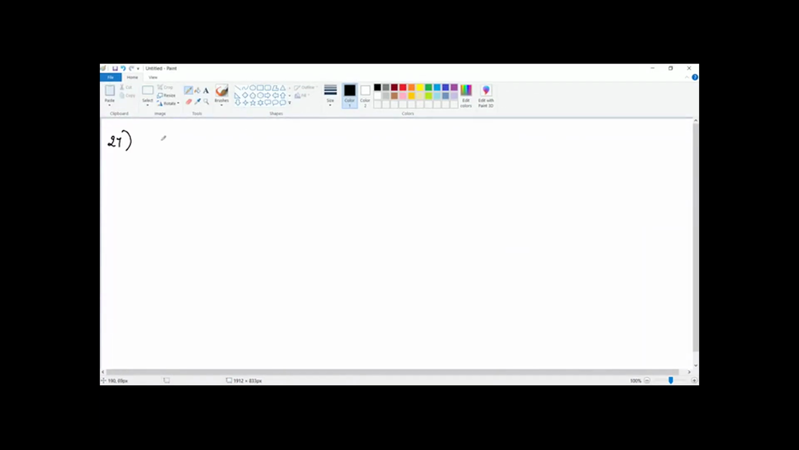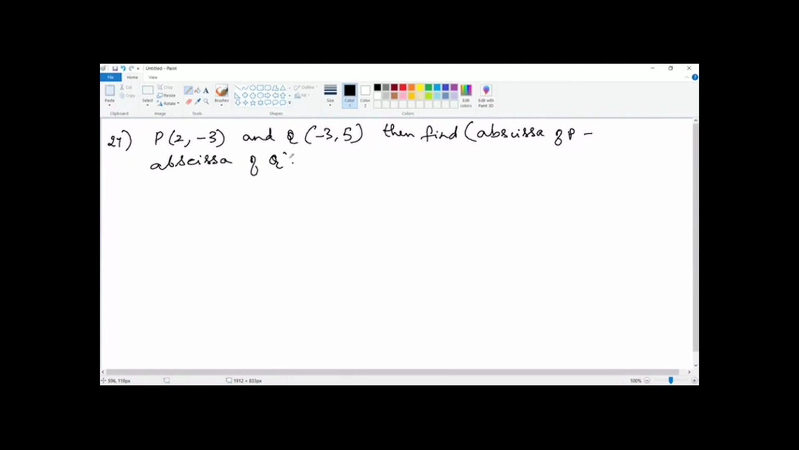27. P is (2, minus 3) and Q is (minus 3, 5). Then find abscissa of P minus abscissa of Q. 5, ma'am, answer. Abscissa of Q is minus 3, abscissa of P is 2.